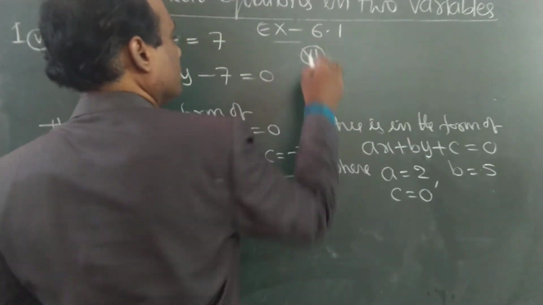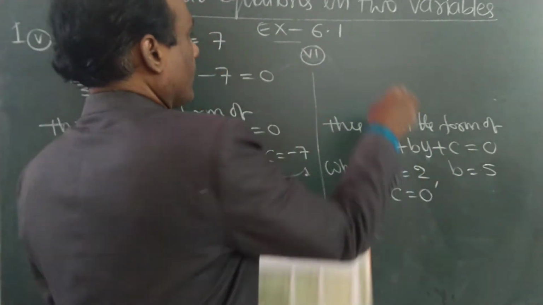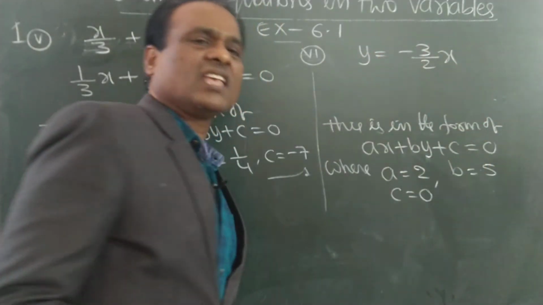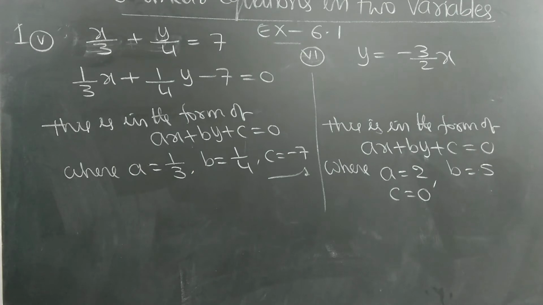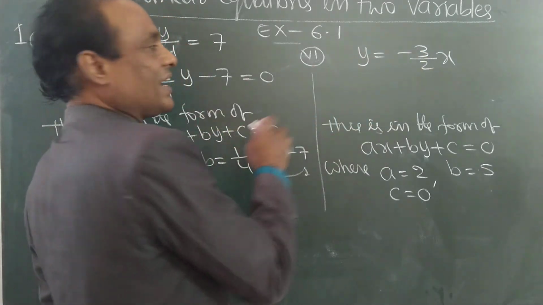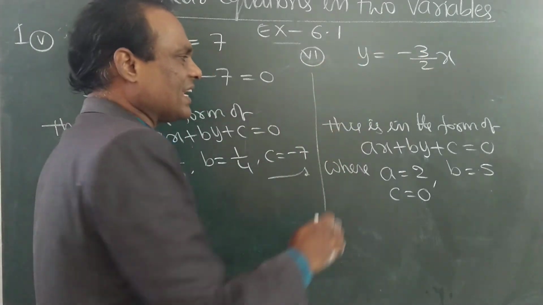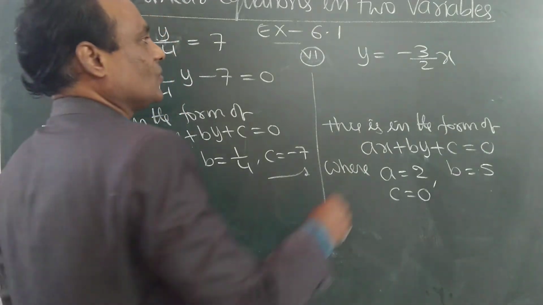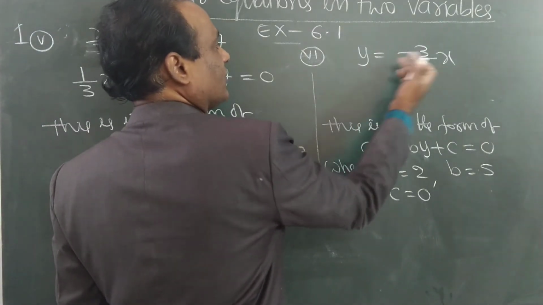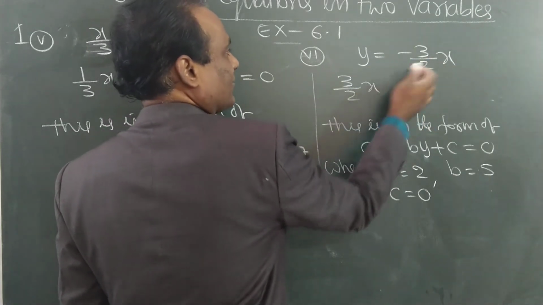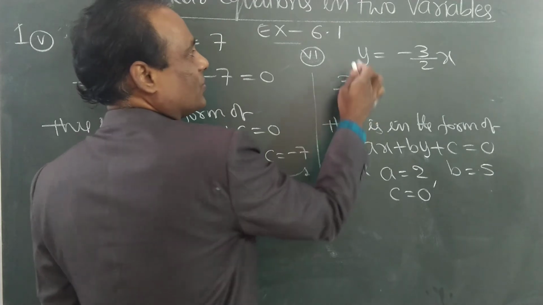Sixth bit. y is equal to minus 3 by 2x. Minus term this side, it becomes plus. Generally, in our standard form, x will be the first term. So, instead of writing y first, I will write x first. Minus 3 by 2x this side becomes plus 3 by 2x.